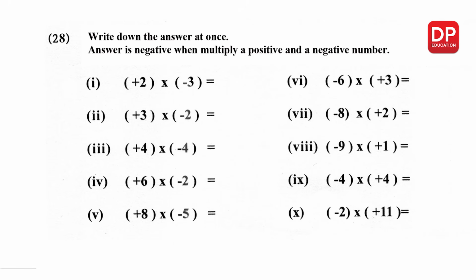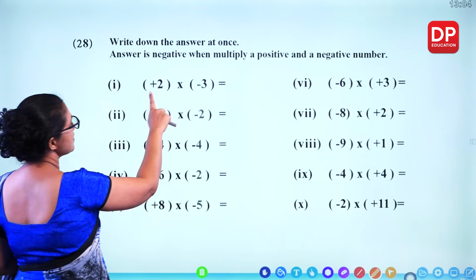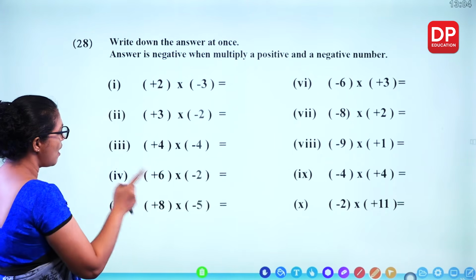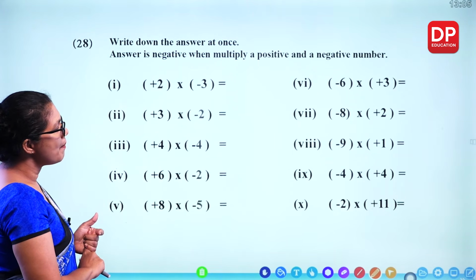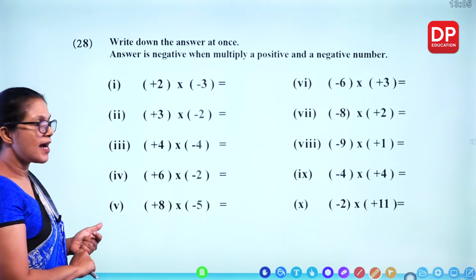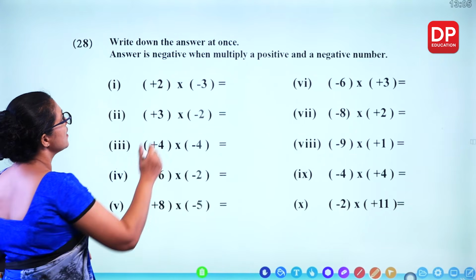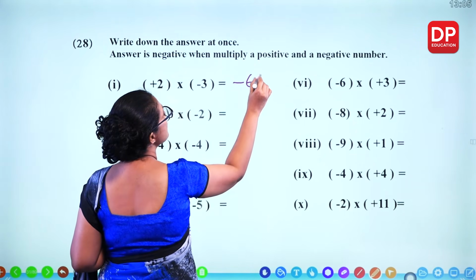Write down the answer at once. Answer is negative when multiply a positive and a negative number. Now, plus and minus. Here all these, one is positive, the other number is negative. So always the answer is negative. 3 times 2, 6. That's -6.